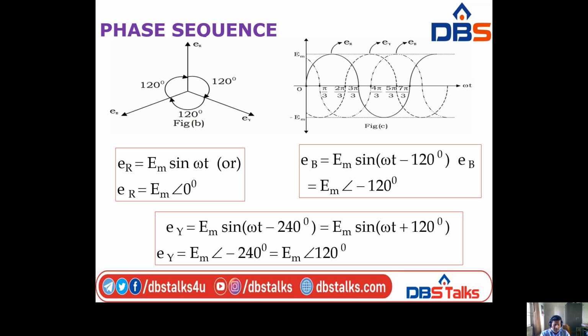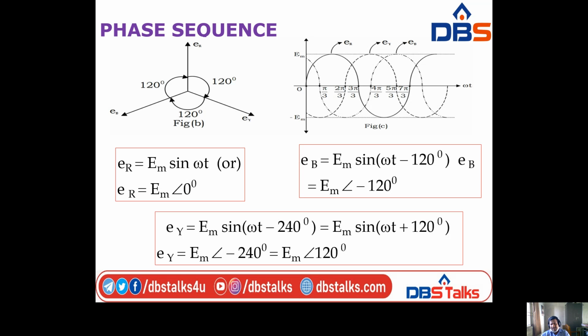Look at the figure, the phasor diagram and waveform of a three-phase system. It is seen that voltage A, that is phase R, will attain its maximum value first, followed by Y and then followed by B. First phase R gets the maximum value, followed by Y, followed by B. Hence, the phase sequence is RYB.